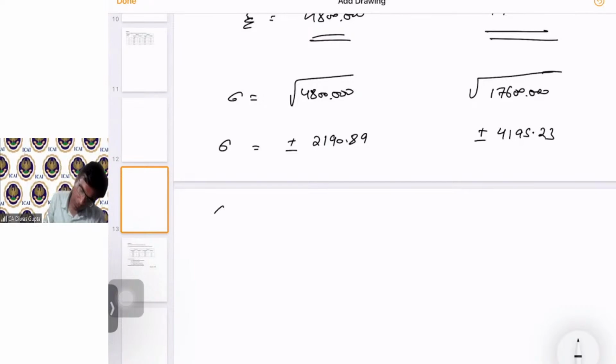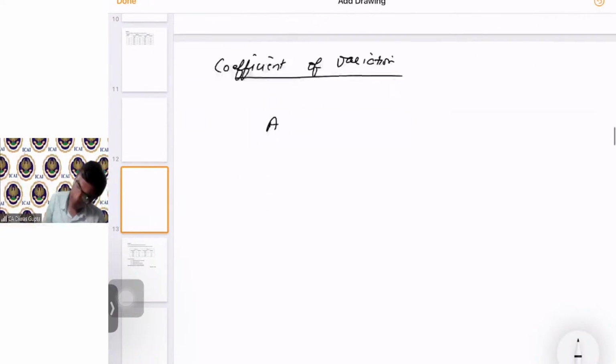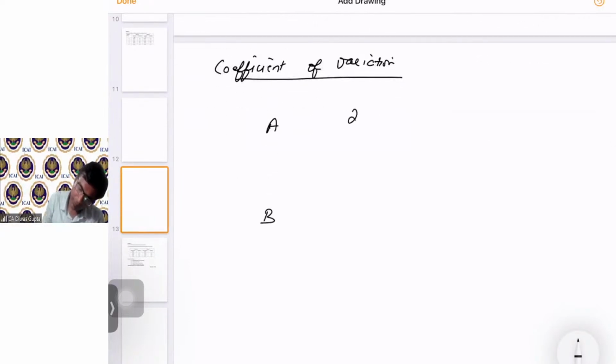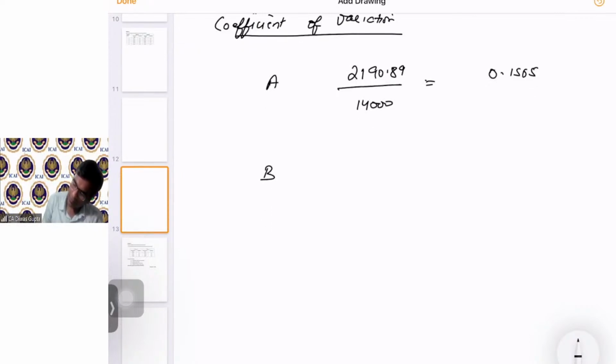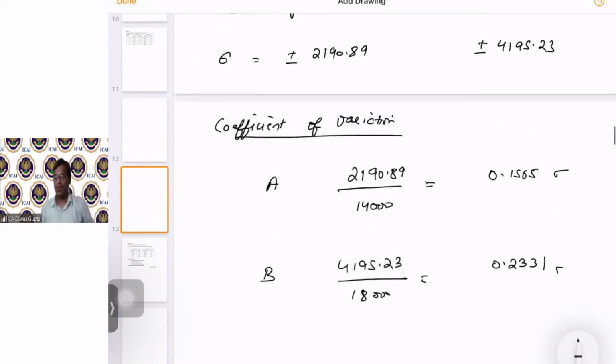And finally, the coefficient of variation comes as A and B. 2190.89 divided by 14,000, which is 0.1565. 4195.23 divided by 18,000 is equal to 0.2331. These are the coefficients of variation.